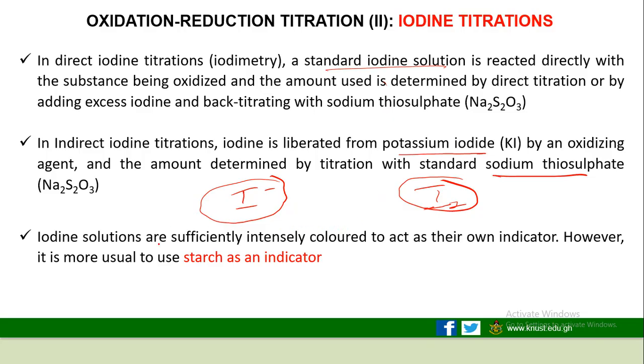Good. Now we are saying iodine solutions are sufficiently intensely colored to act as their own indicator. However, it is more useful to use starch as indicator, right? Good. So the indicator we use in iodimetry is starch.